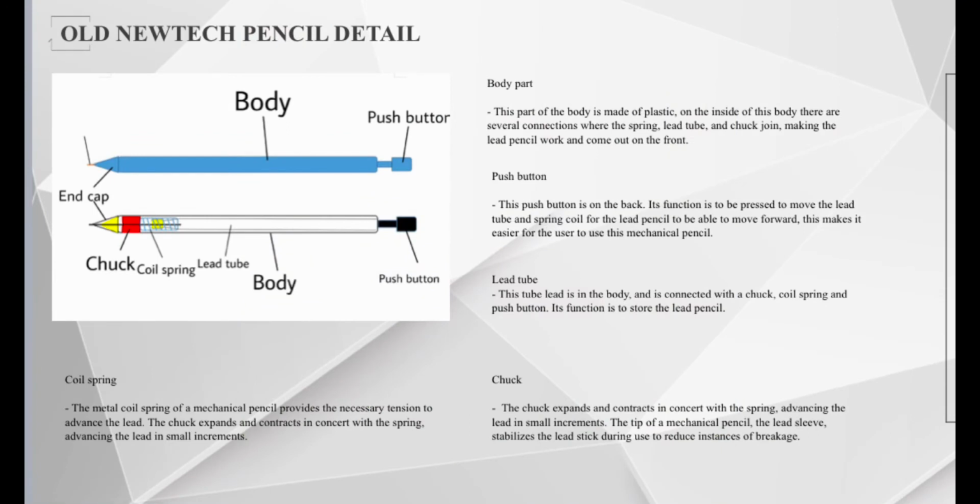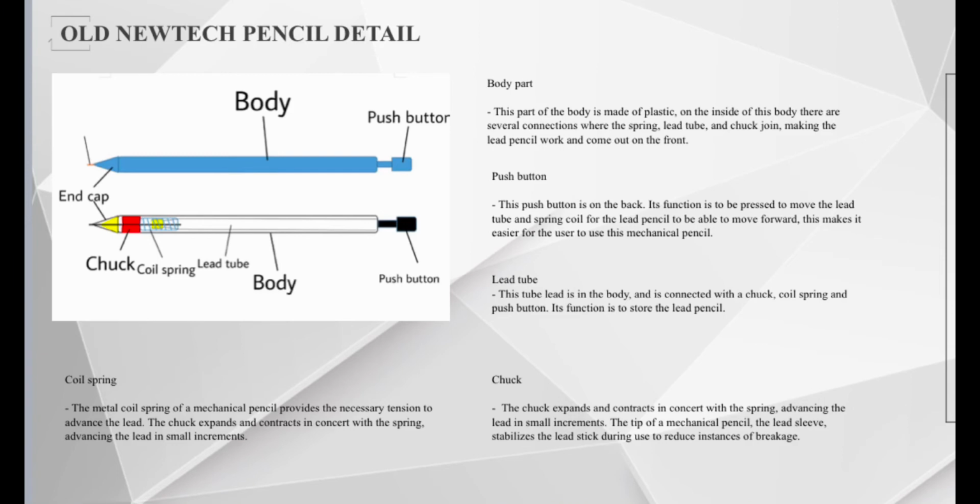Old New Tech pencil detail. First, coil spring. The metal coil spring of a mechanical pencil provides the necessary tension to advance the lead. The chuck expands and contracts in concert with the spring, advancing the lead in small increments.